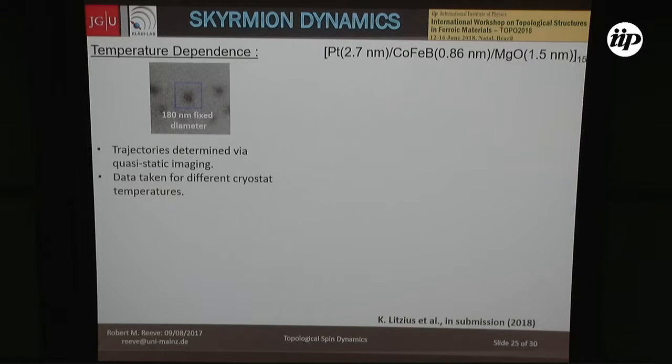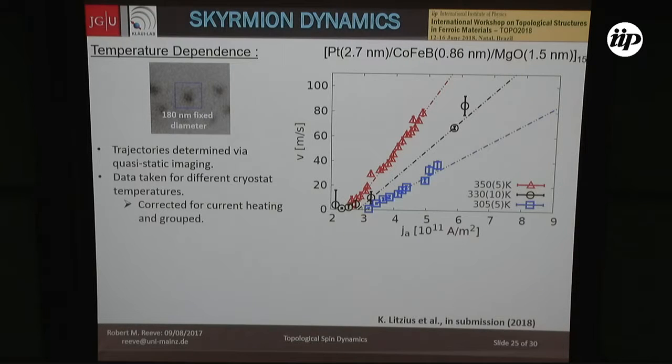We need to take into account, of course, the heating of the sample due to the current pulses that we apply. So we can correct the cryostat temperature for the extra Joule heating. And if we then group those temperatures into different temperature bands, we can see that as a function of current density, we get this behavior of the velocity of the skyrmions. So firstly, you can see that there are different threshold depinning current densities, reminiscent of thermal activation. And then after that, you have this linear increase as seen here.